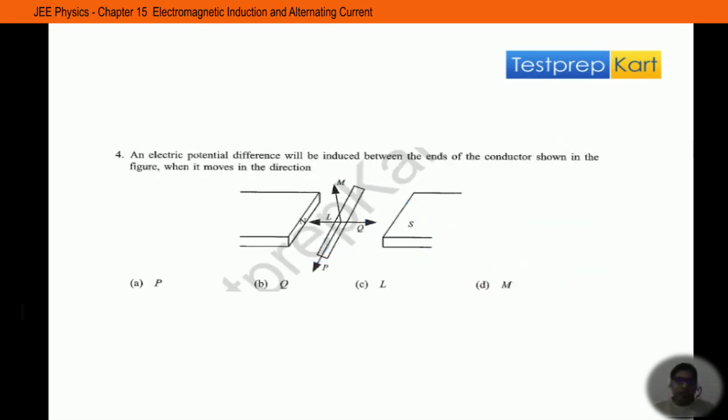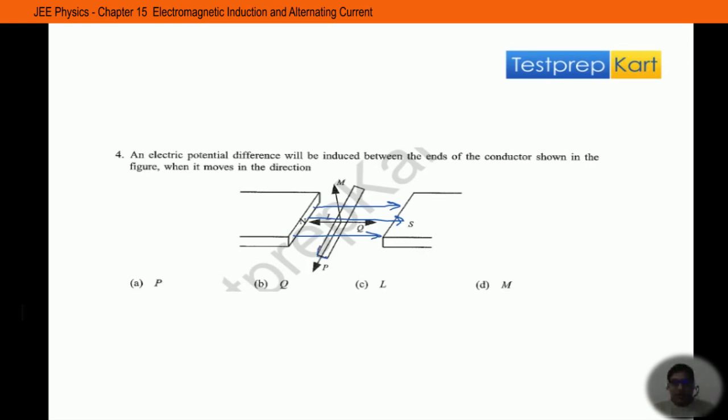Now let's see the next question. It says an electric potential difference will be induced between the ends of the conductor shown in the figure when it moves in the direction. Here you can see a conductor is placed in between magnetic poles. The magnetic field is generated from the north pole to the south pole, and for the induction of EMF there must be a change in magnetic field. This entire field is passing through the cross section of this region.